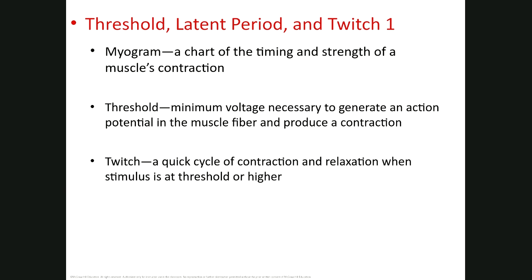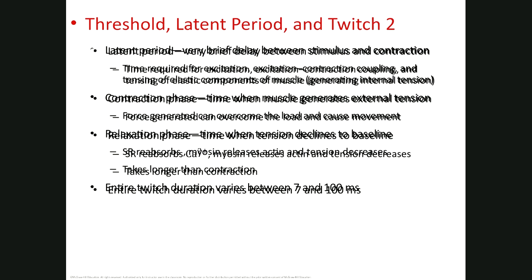Threshold is the minimum voltage that, when you reach that voltage, you will generate an action potential in the muscle fiber, right? And when that happens, you will produce a contraction. So the threshold is the limit, the turning point. Twitch is a quick cycle of contraction and relaxation when the stimulus or a threshold is reached. All right, good. Now, there is a latent period.